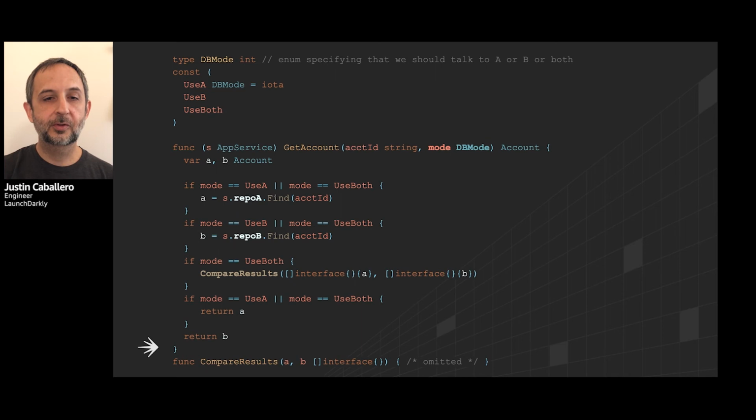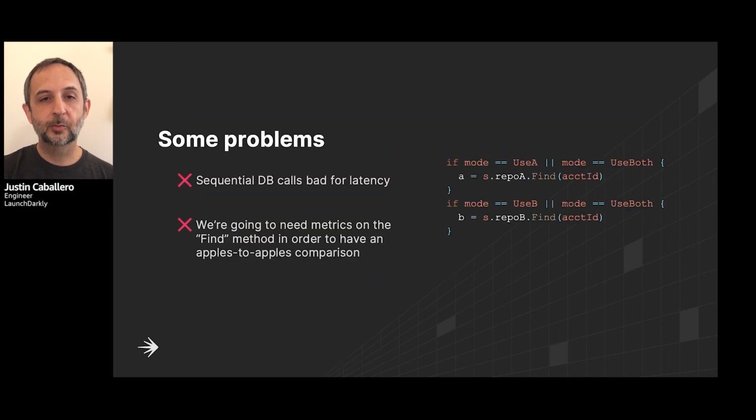So this isn't too bad. There are some problems. We don't want to sequentially call repo A and repo B, because that is going to make performance for our users worse and expose them to slowness in the new database, which is database B here. We also haven't put any metrics in. We want to measure and be able to compare apples to apples in terms of the old and the new repositories. So we want metrics around these find methods.